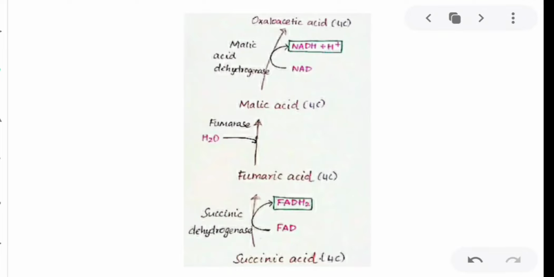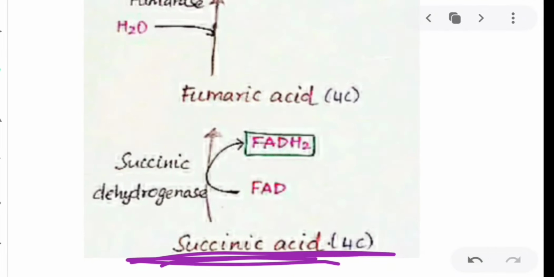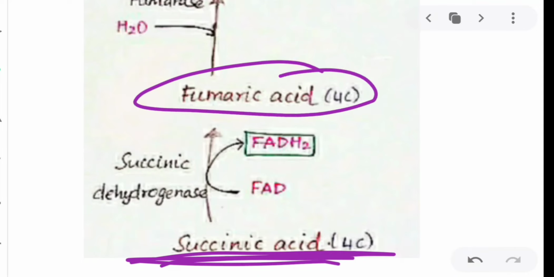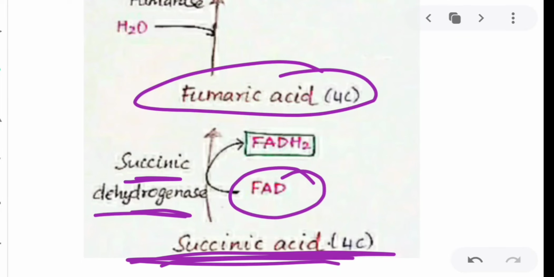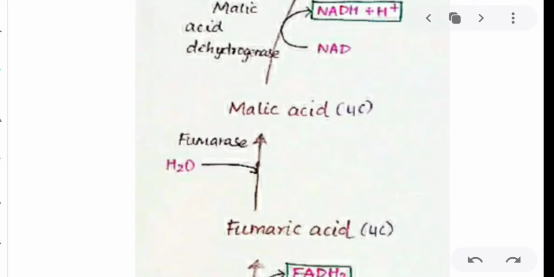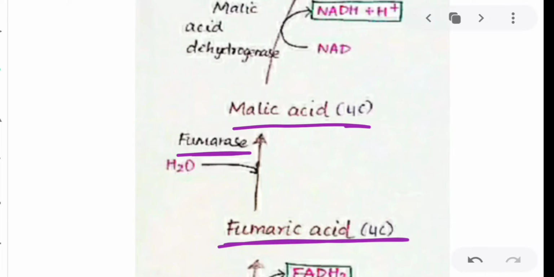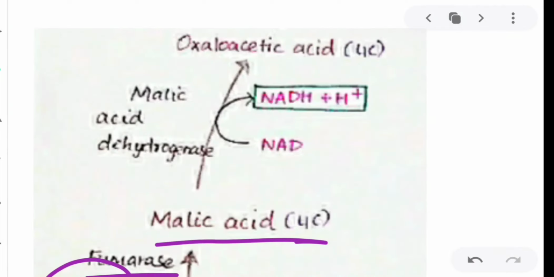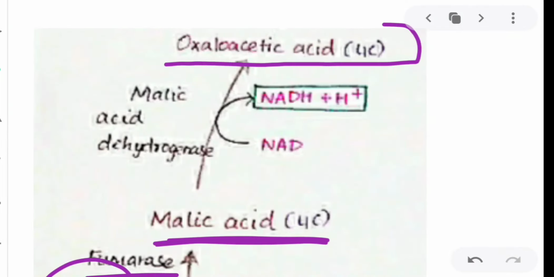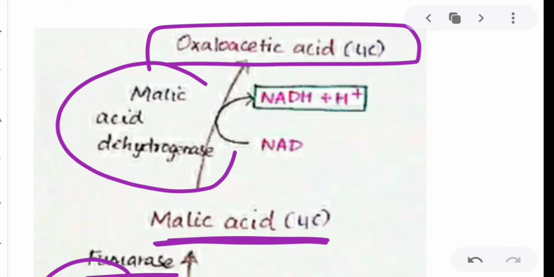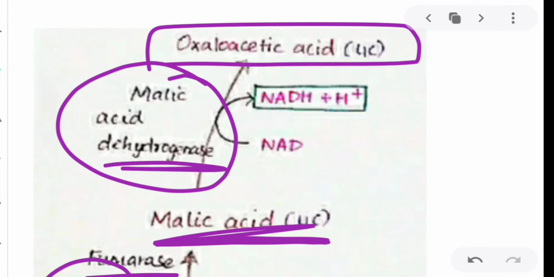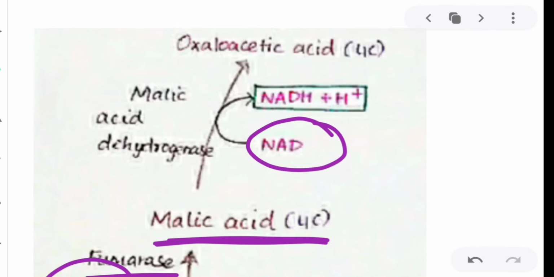So here we see that the succinic acid, which is a 4 carbon acid, gets converted to fumaric acid in the presence of the enzyme succinic dehydrogenase, as the FAD is converted to FADH2, and this fumaric acid that is produced gets converted to malic acid in the presence of the enzyme fumarase, and a molecule of water is added here. Then finally the malic acid gets converted to the oxaloacetic acid, that we saw in the starting, in the presence of the enzyme malic acid dehydrogenase, because malic acid and dehydrogenase, and here the NAD is reduced to NADH2.